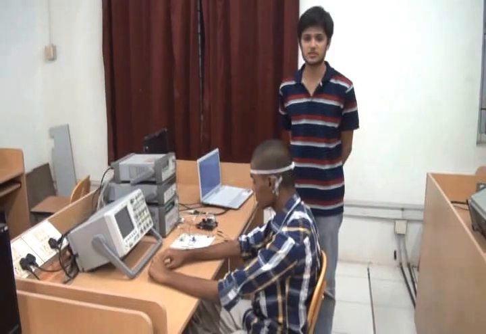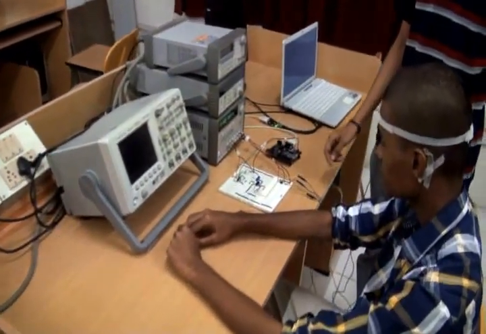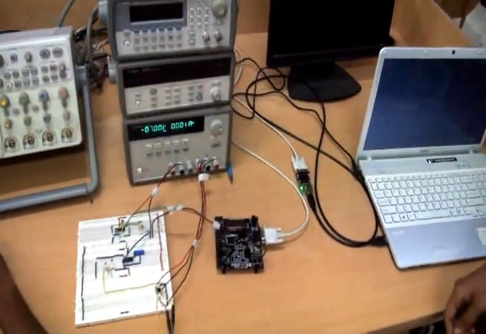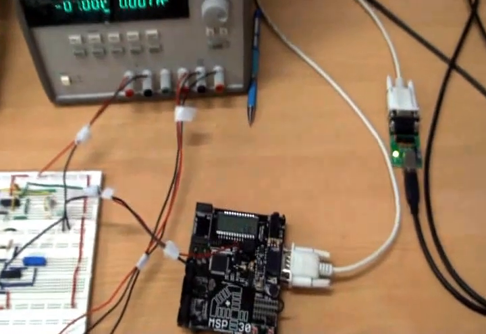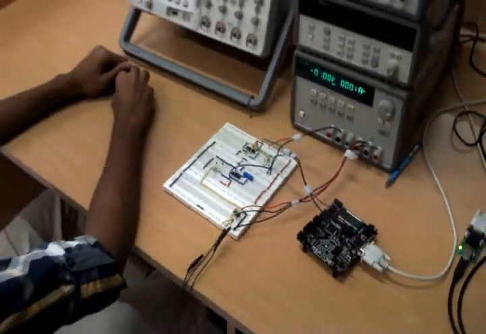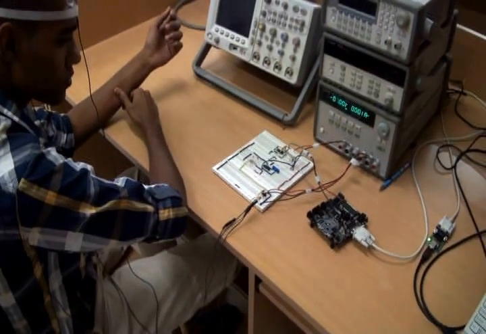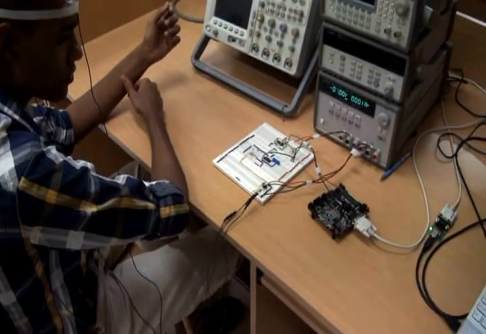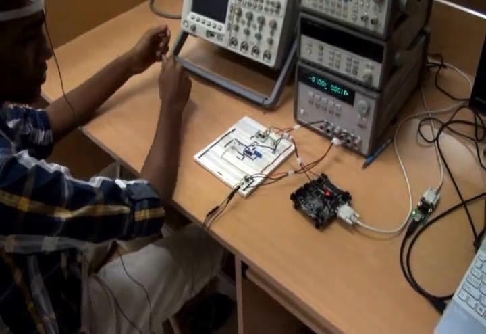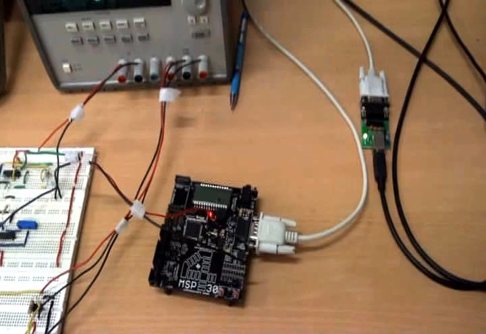Let us see the working of our project. Setup has been initialized and the EEG waves have been acquired. The EEG waves are continuously sampled by the MSP430 microcontroller. You can see that the LCD indicates low, showing that the patient is in a normal state. Now let us see what happens when the patient inflicts pain on himself. You can see that the LCD shows high and the patient is feeling pain.